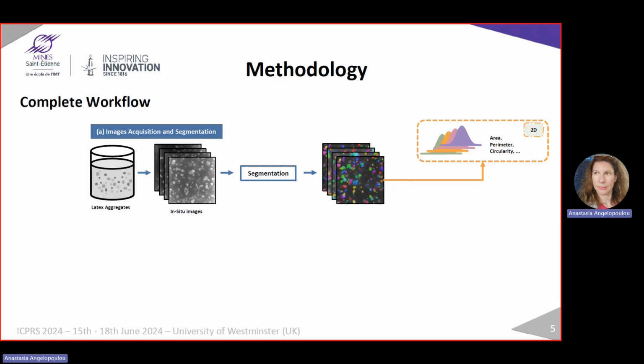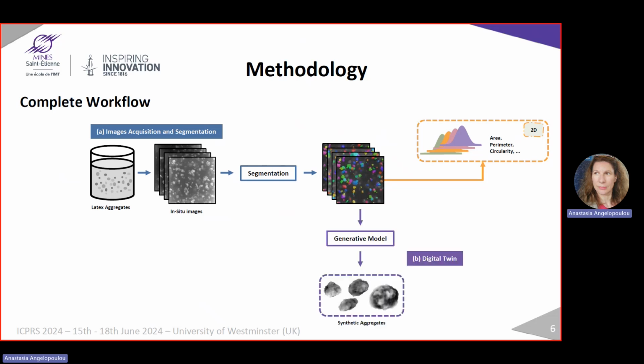We can use a segmentation model to segment those images and get some segmentation masks. On those masks, we can make some measurements, and we can already have some 2D measurements. We can measure the area, the perimeter, and so on. But as I said, it's not enough. What we want to have are 3D morphological characteristics. So what we're trying to do right now is to feed these segmentation masks into a generative model.